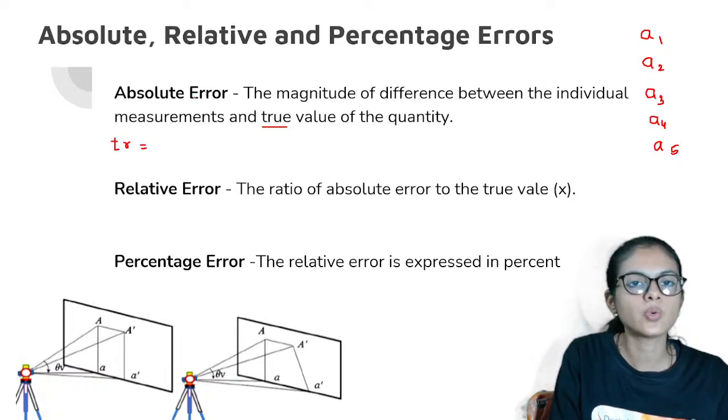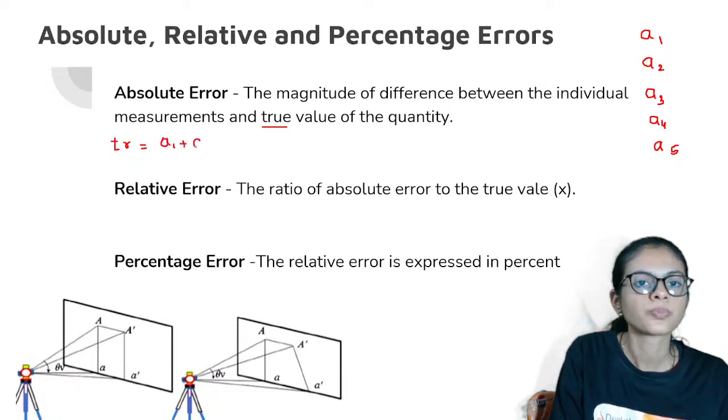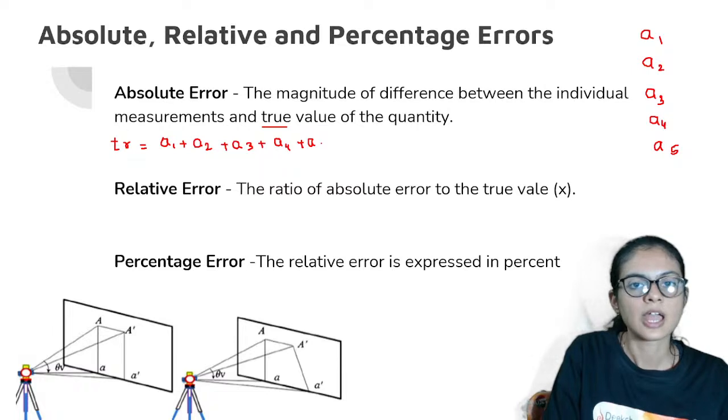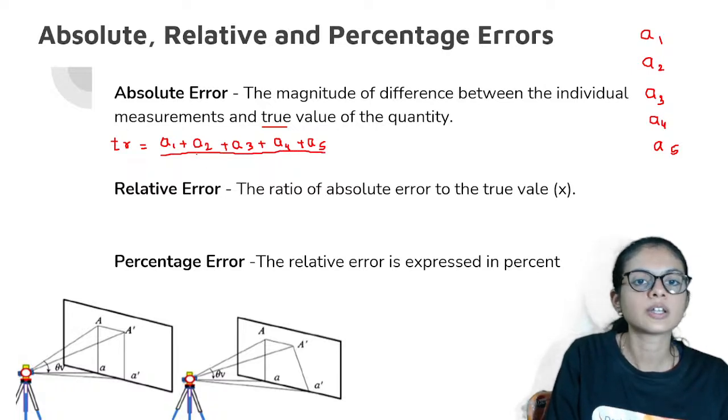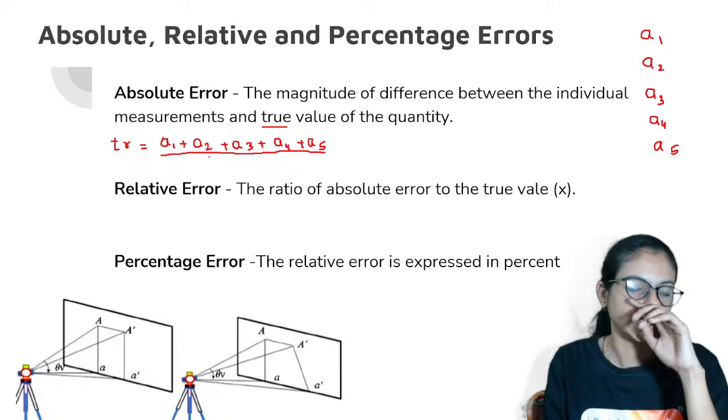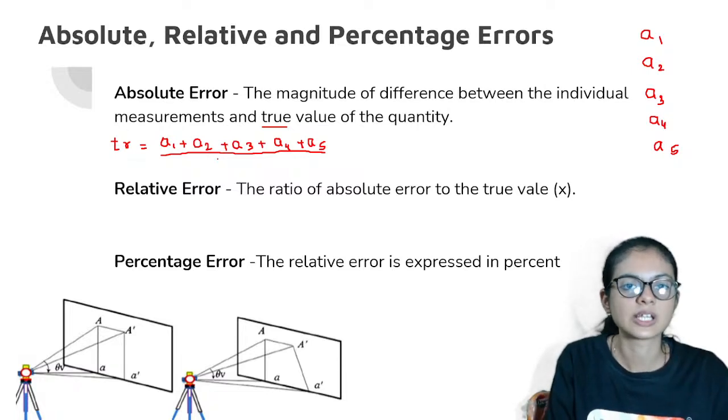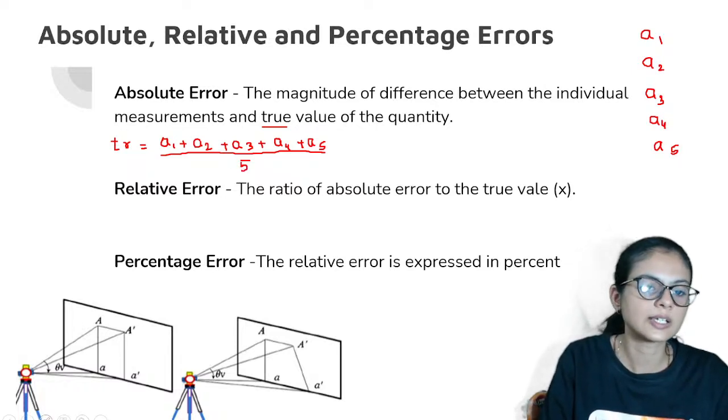So what is the true value of this instrument or this measurement is, just add all the measurements you have done. A1 plus A2 plus A3 plus A4 plus A5. I'm just adding all the different measurements. Okay, then divided by what is the number, how many times I have done it. Nothing but the n value, 1 2 3 4 5, 5 times. So just divided by 5.